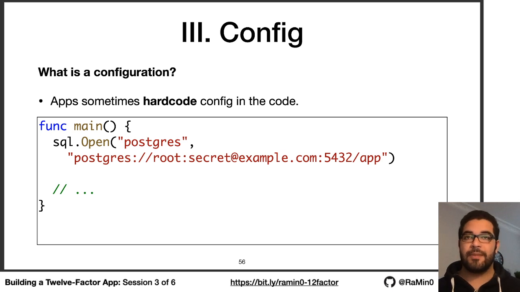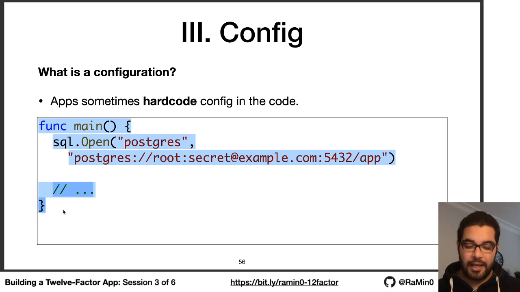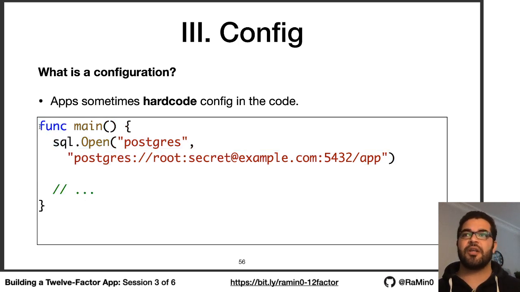And what I mean by hard-coded is that they are explicitly written down in the code, as we can see here. So this is a main function. And as I mentioned, I'll be using the Go language to demonstrate the factors throughout the sessions. So this is the main function in Go. And in this statement here, I'm using a package called SQL that opens a connection to a Postgres server. And the username, which is root, and the password, which is secret, are both included in the code without being encrypted in any way. So this is what I mean by hard coding the configuration in the code.